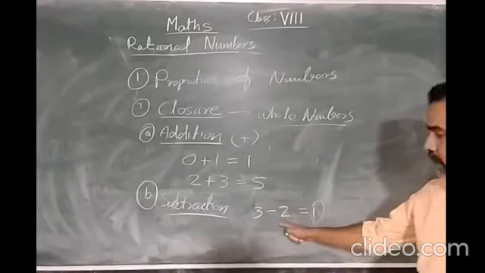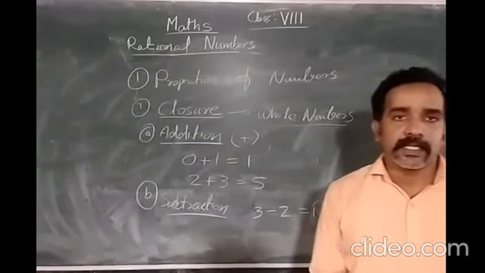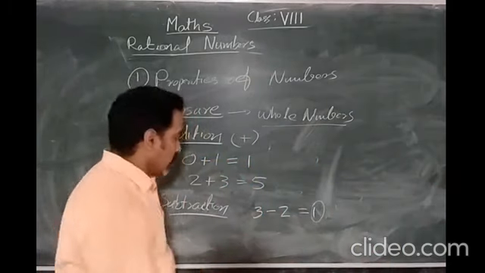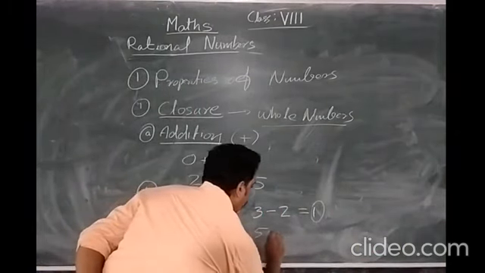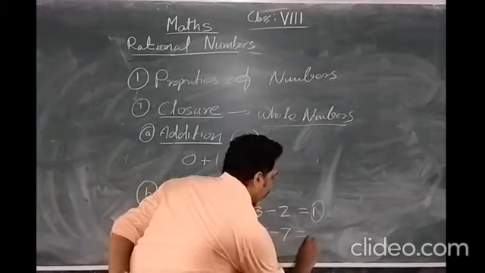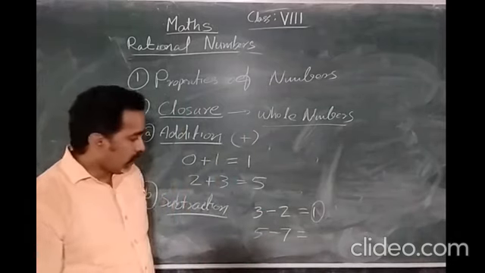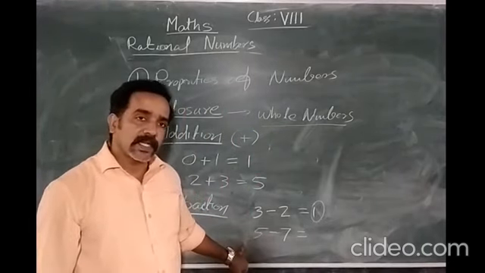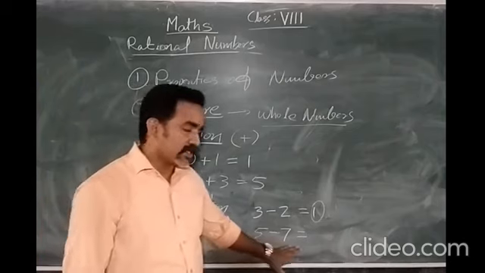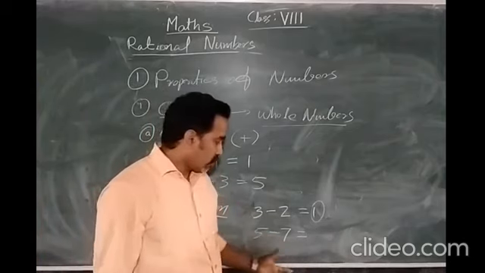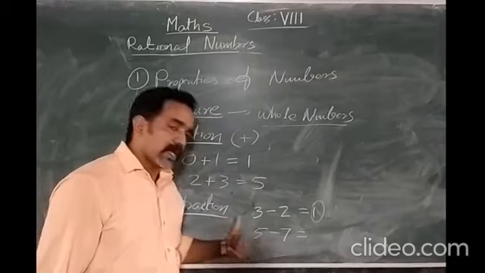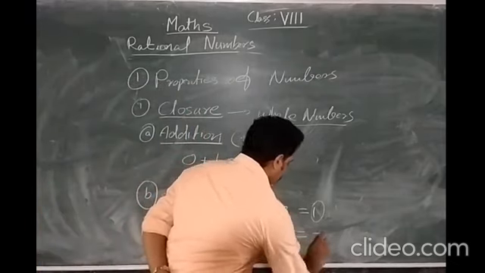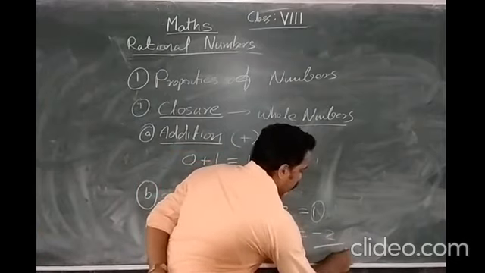But does it occur in all cases? If you take any two whole numbers, is it possible or not? Suppose 5 minus 7. When you are subtracting 7 from 5, what is the answer? In 6th and 7th standard you studied integers. When you subtract a big number from a small number, you will get negative numbers only. So the answer is minus 2.